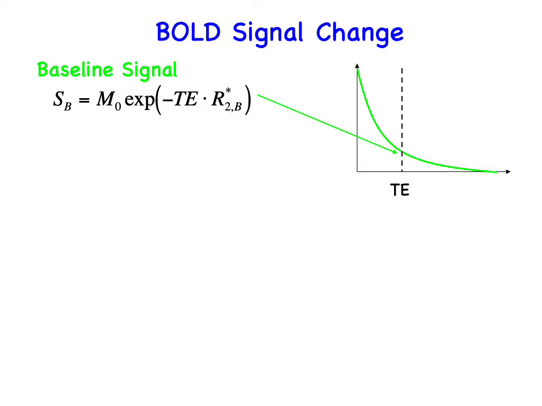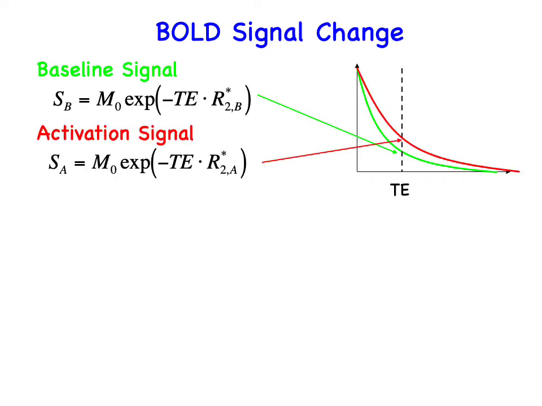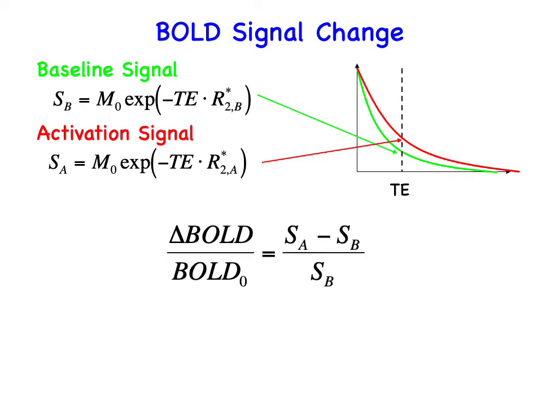In fMRI studies, we are typically interested in variations in the BOLD signal referent to some baseline condition. Shown here in green, we have the baseline signal decaying with an effective transverse relaxation rate of R2*B and measured at echo time TE. In the activation signal shown in red, the relaxation rate R2*A has decreased, such that the signal at echo time TE has increased.